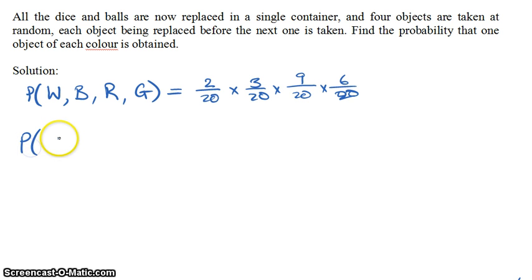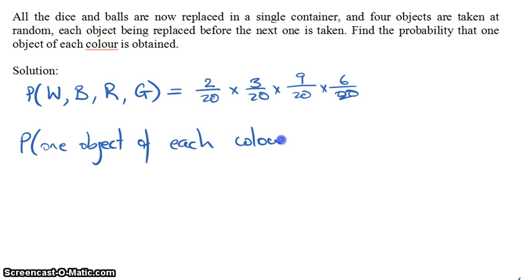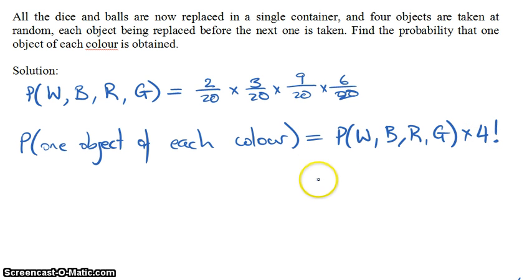And I know how to do that from P&C. So the probability of one object of each colour is just going to be the probability of getting white, black, red, green, times the number of ways I can arrange those 4, which is 4 factorial. And that works out to be 243 divided by 5,000.